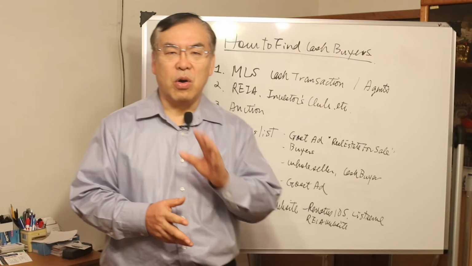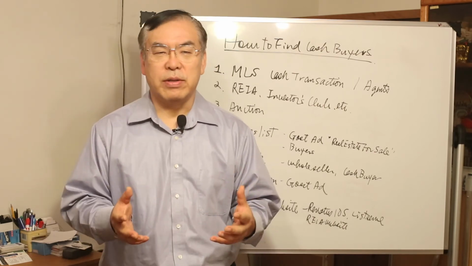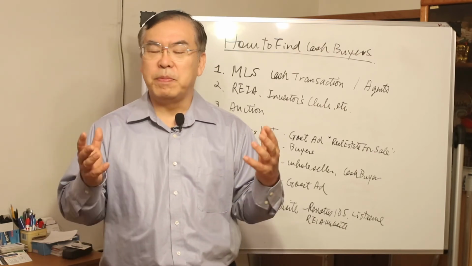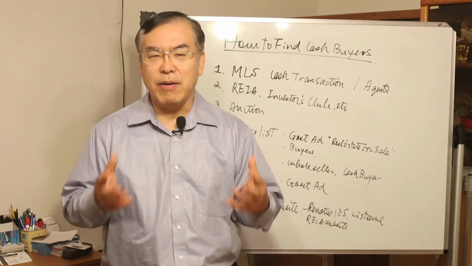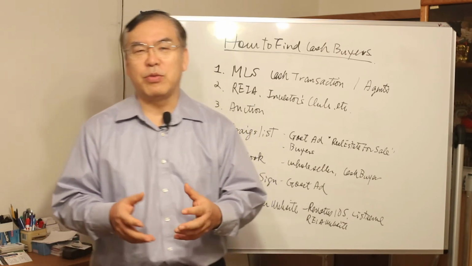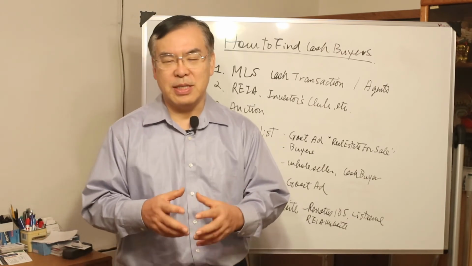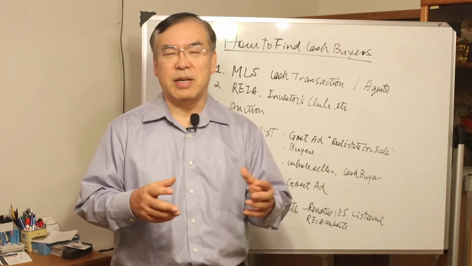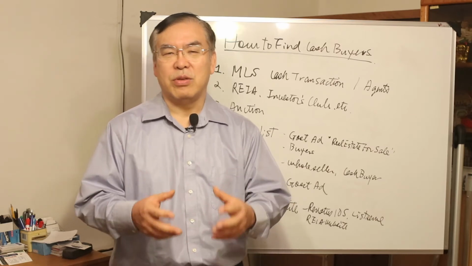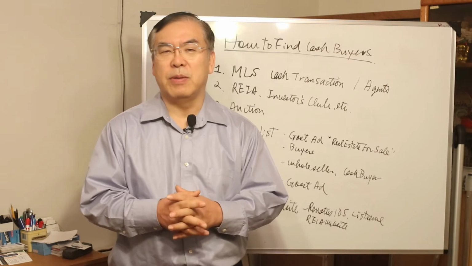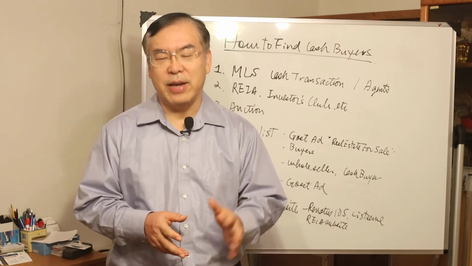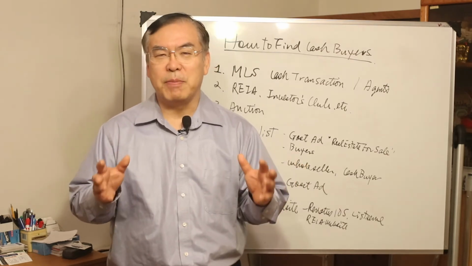Number three is auction. If you go to an auction, of course, all buyers have to be cash buyers. They have to bring 25% of the purchase price as a certified check, and the rest of the money has to be brought to the office by 2 o'clock the next day. Anyway, those participants are basically cash buyers.